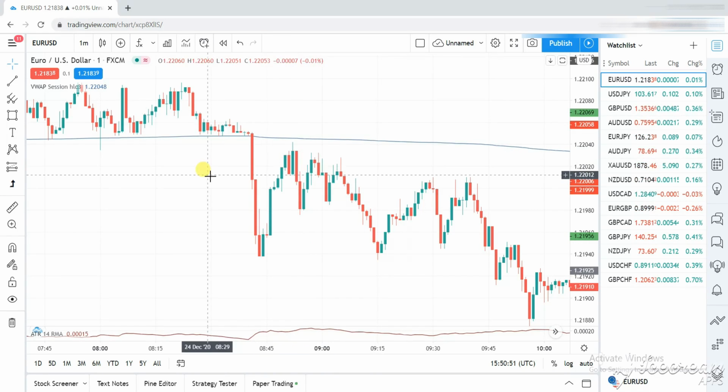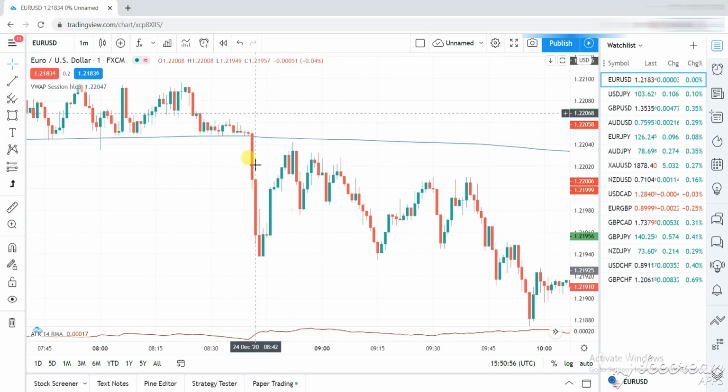So what am I going to do now? After seeing this breakout and this run down, I will bring out my Fibonacci tool.